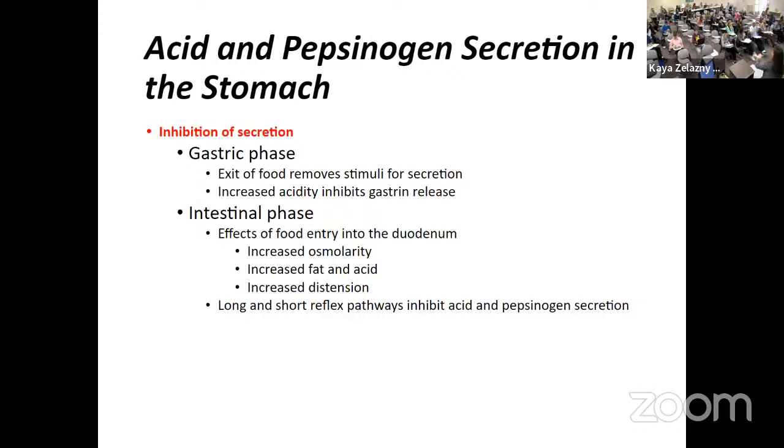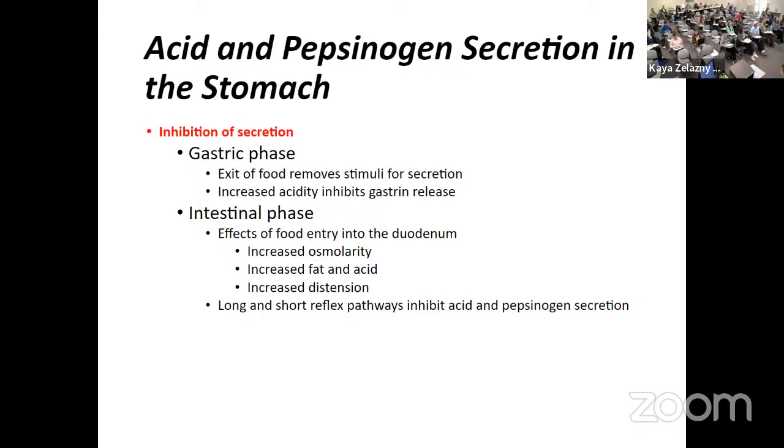So the acid that we are producing, now that it doesn't have food to mix with anymore, is increasing the acidity of that environment in your stomach. That increasing acidity itself is actually going to be inhibiting the release of gastrin, that GI hormone. That was one of the ways we were increasing our response to the food.